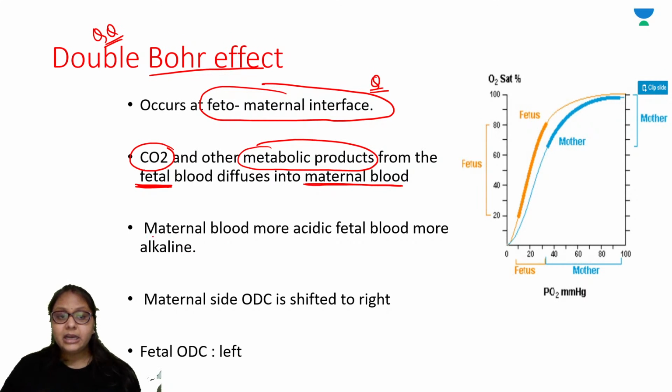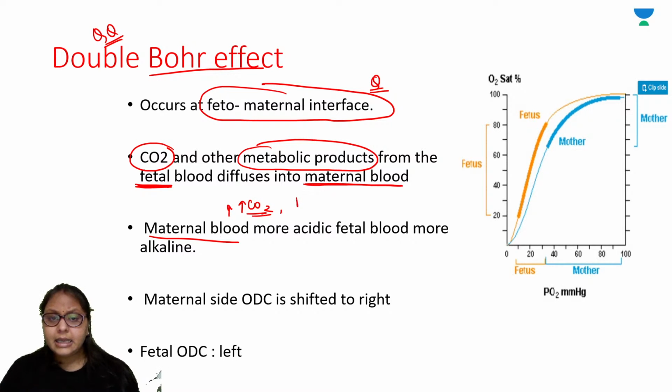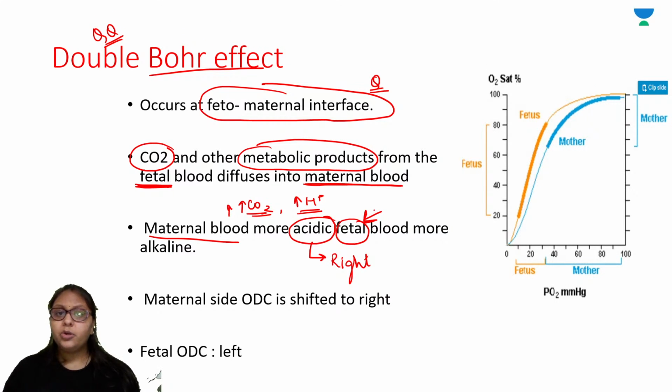So what happened on the maternal side? On the maternal side there is an increase in carbon dioxide and an increase in H plus ions. So maternal blood is more acidic. So where will the ODC shift? It will be shifted towards the right. And in the fetal blood, what is happening? Carbon dioxide and metabolic products are decreasing, so it is more alkaline. So here the ODC is shifted towards the left.